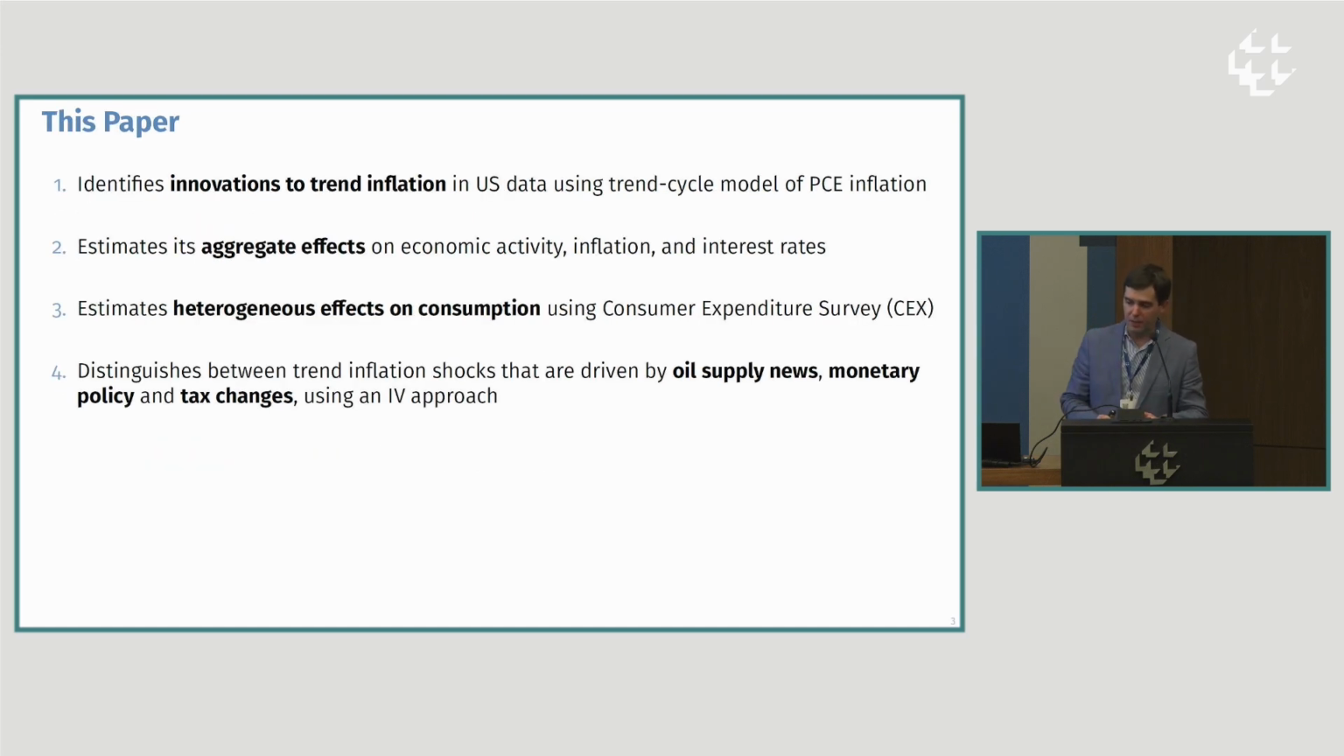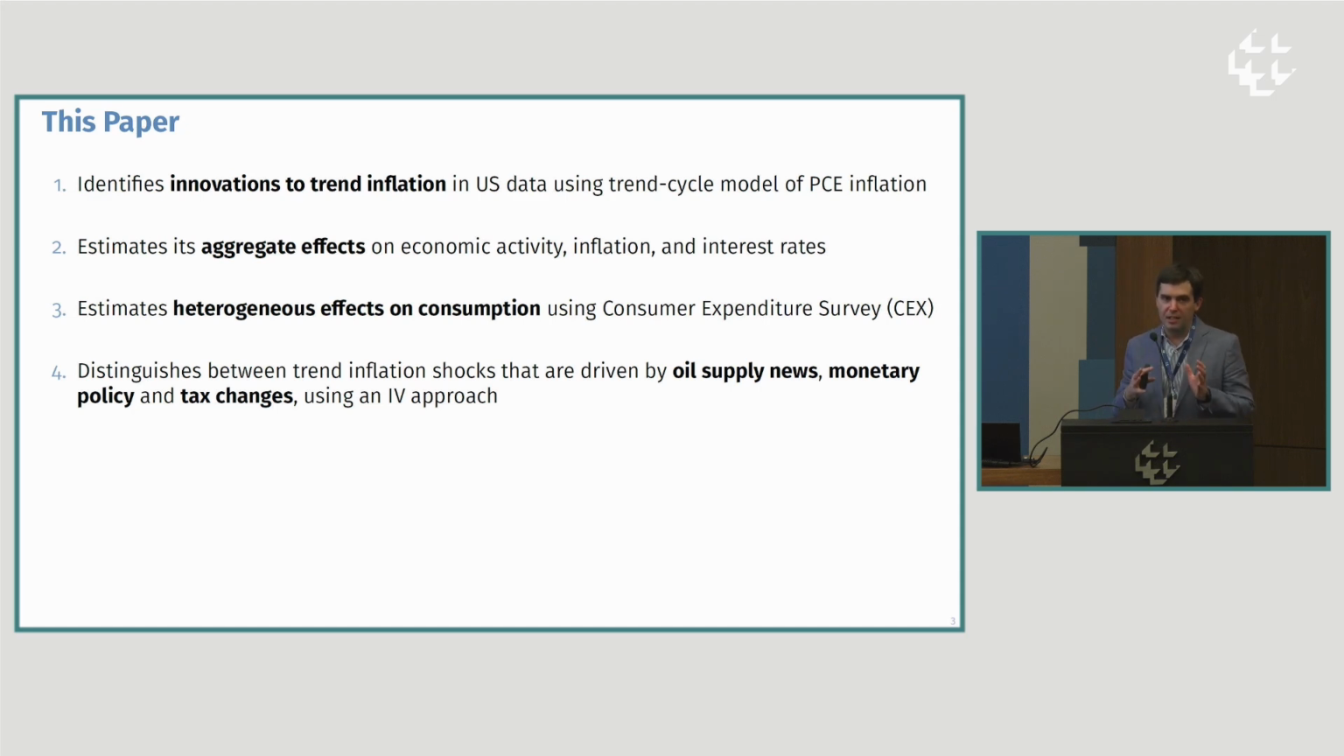In the paper, we identify these innovations to trend inflation in the US using a traditional trend-cycle model of PCE inflation. That is the main baseline specification. We estimate the aggregate effects that these innovations have on economic activity, inflation, and interest rates. Then we focus on the heterogeneous effects, and for this we use the consumer expenditure survey data from the US, to see how consumption of different types of households reacts to the shock. We focus on the different transmission channels: how income reacts, how liabilities react, how prices react.